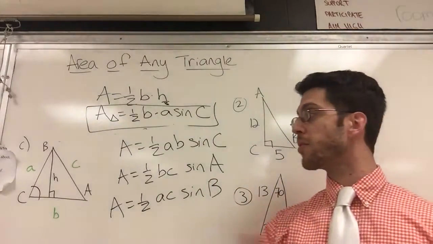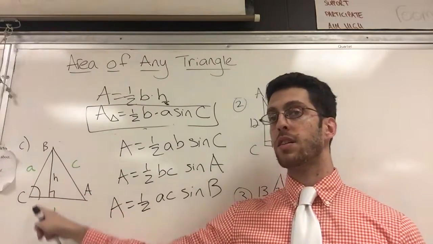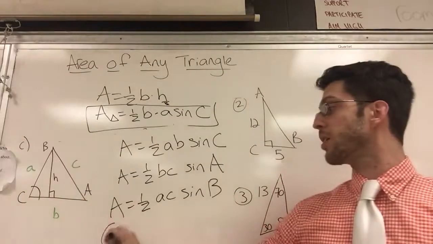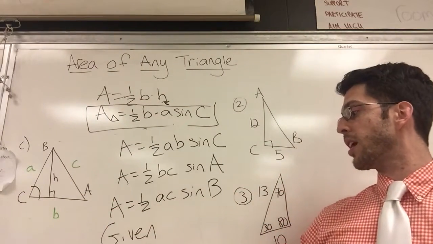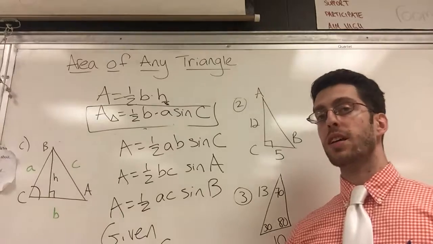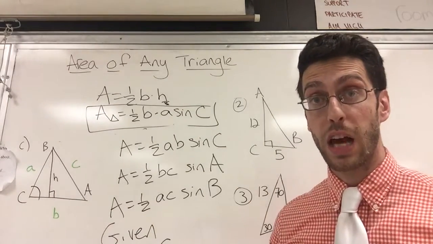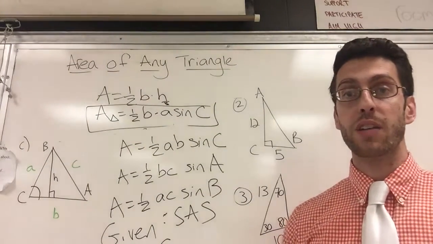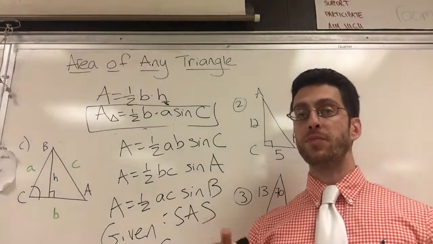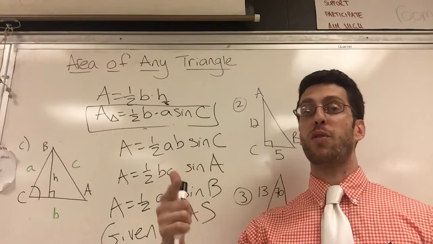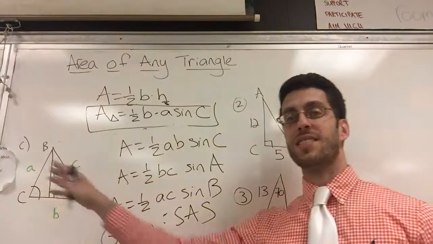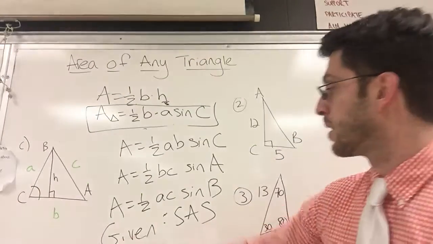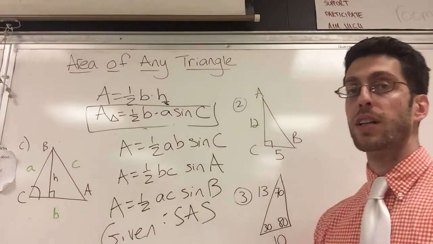You have to be given two sides and the third angle. So you have to be given SAS. If you're not given SAS, I don't know if you can see that, so I'm saying it louder, you can't do it. You have to use either the law of sines or the law of cosines first to find missing sides, and then you can do it. All right? So, now that you know your three possible formulas, let's apply them.